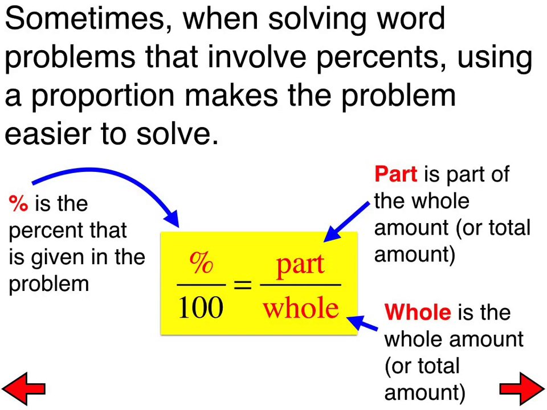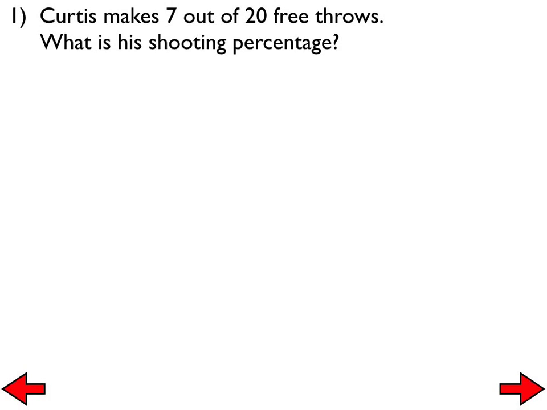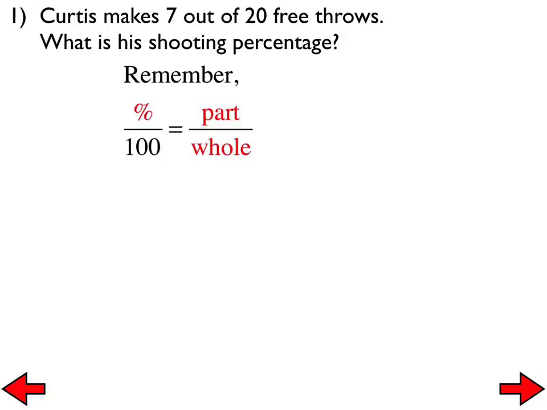I'll give you some time to copy all that down. Look at number 1. It says Curtis makes 7 out of 20 free throws. What is his shooting percentage? So remember, that's percent over 100 equals part over whole.